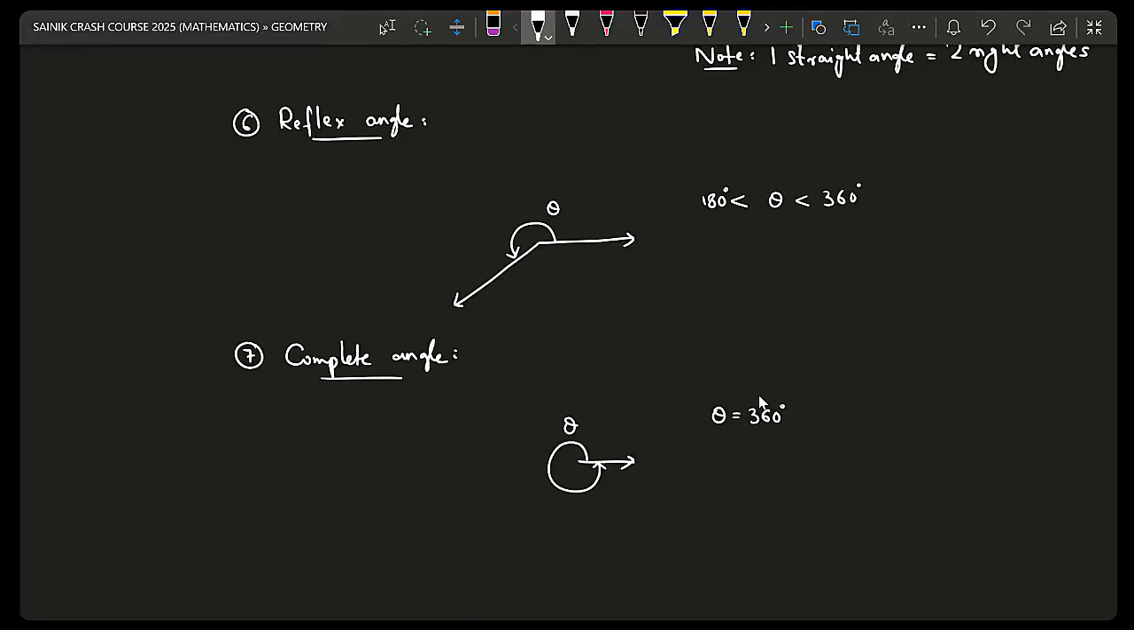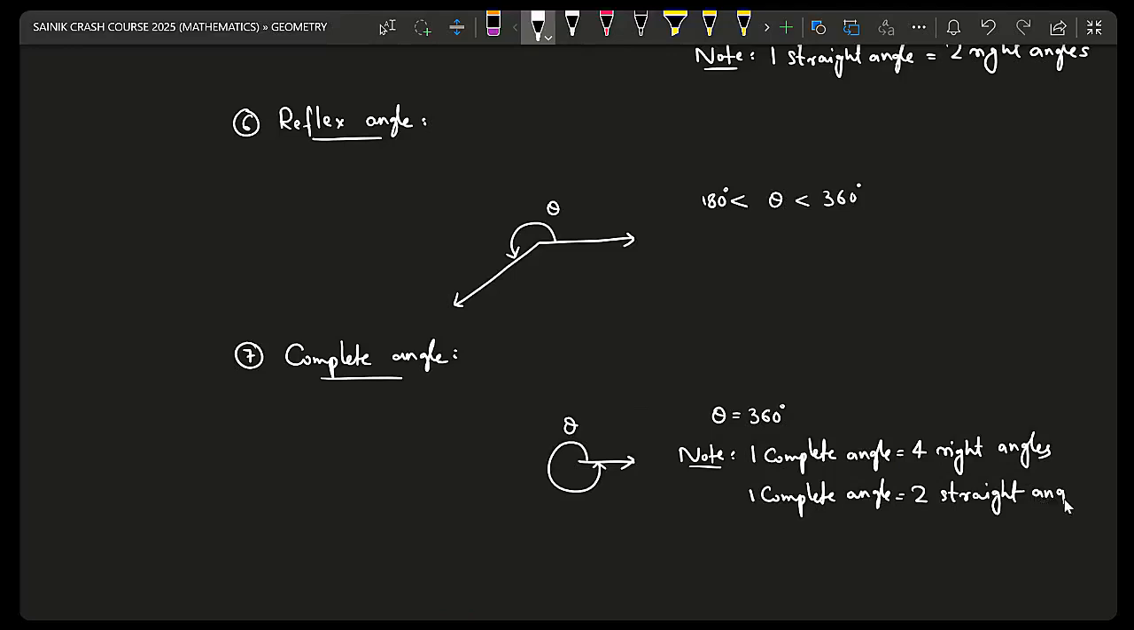Here also you can write one note point, about the complete angle. One complete angle contains how many right angles? Four right angles, because 360 is the fourth multiple of 90. And you can also relate one complete angle and one straight angle. One complete angle is equal to how many straight angles? Two straight angles.